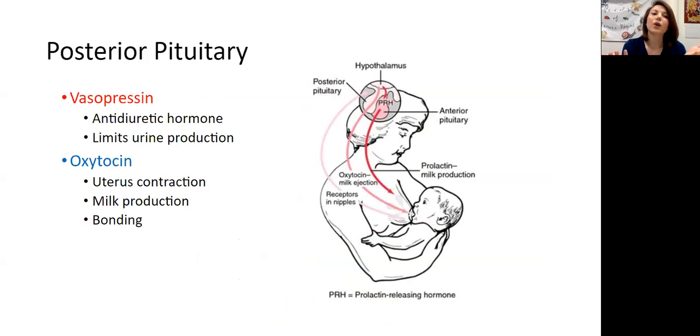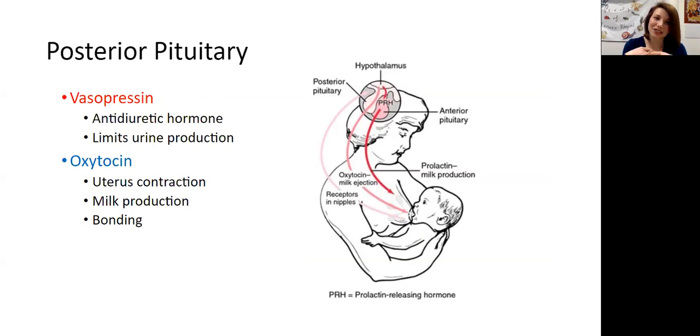ADH, the antidiuretic hormone, is responsible for ultimately producing vasopressin, and this is going to limit urine production. So this is the hormone that is telling your body to hang on tight to that water, that you need this for your cellular functions and you don't quite have enough. Don't just pee it all out, hang on tight to it.